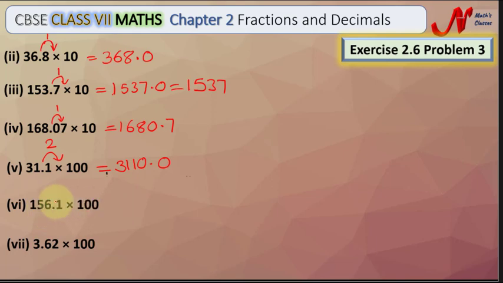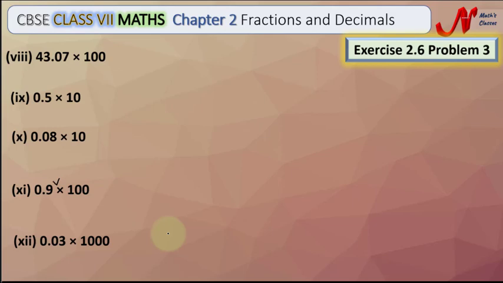Next 156.1 into 100. Here also we have 2 zeros, so we shift the decimal point 2 places to the right. So here we have only one digit after the decimal, so we keep another 0 after 1. So we can write it as 15610.0, nothing but 15,610. Next 3.62 into 100. Here we have 2 zeros, so we shift the decimal point 2 places to the right, so we can write it as 362.0.